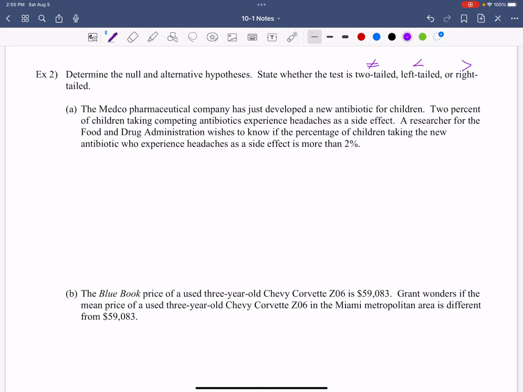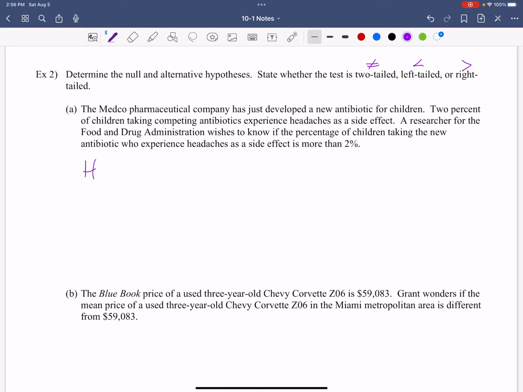All right. Okay. So the Medco pharmaceutical company has just developed a new antibiotic for children. 2% of children taking competing antibiotics experience headaches. A researcher for the Food and Drug Admin wishes to know if the percentage of children taking the new antibiotic who experience headaches as a side effect is more than 2%. So if I'm looking at this, the two types of hypotheses that we are going to be looking at are proportion and mean. All right? That's what we're talking about.